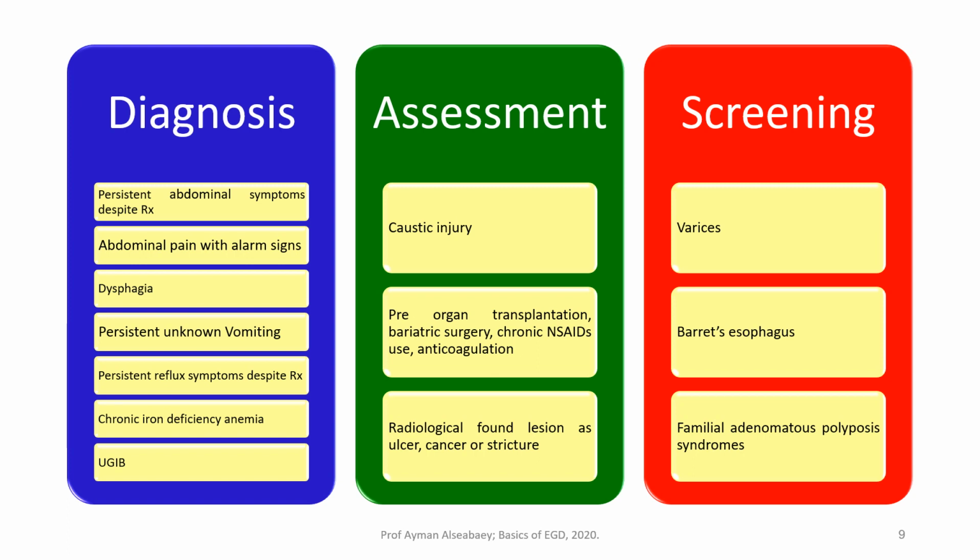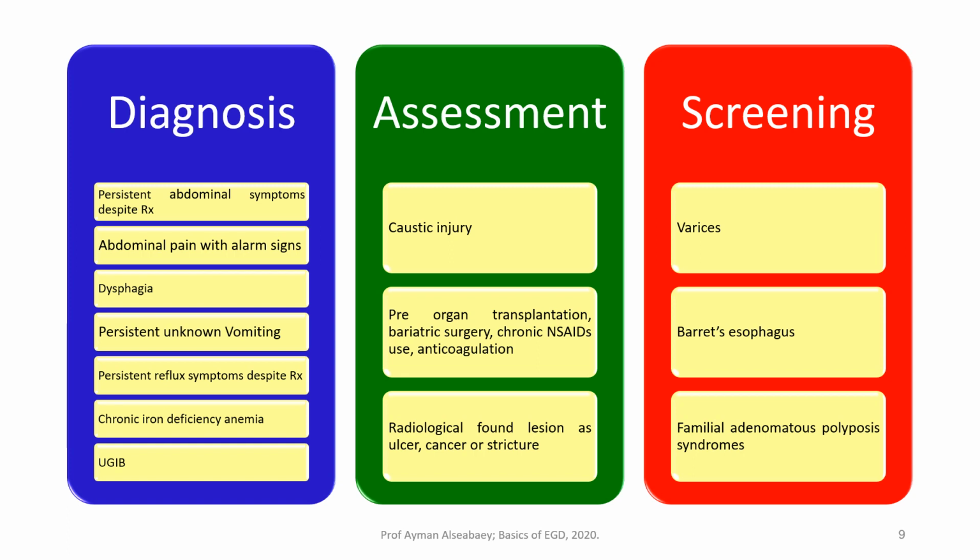Endoscopy also can be used for screening. In a patient with liver cirrhosis, you know that if the platelet count is less than 150, and the FibroScan is more than 20 to 25 kilopascal, it is recommended to do screening endoscopy to detect varices.